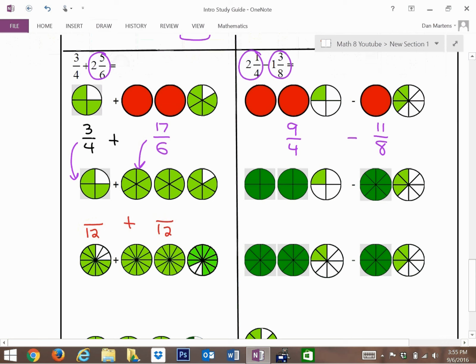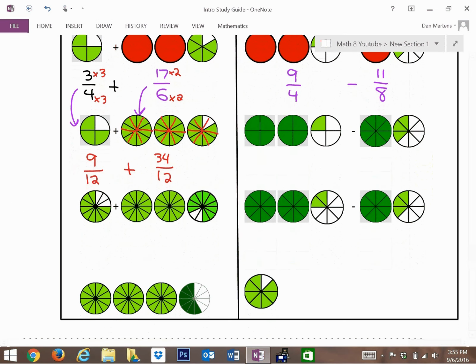So the first thing we're going to want to do is multiply each piece by 3, so that's going to become 9/12, and all of these pieces are going to be multiplied by 2. Essentially what's happening here is we're taking each piece and dividing it into 2 and making it into 12ths. So that's going to become 34/12. Lastly, now that we've got a common denominator, we know that we have all these pieces in 12ths. Here's 9/12, here's 34/12. So 9/12 plus 34/12 is 9 plus 34, which happens to be 43/12, which is already in lowest terms.